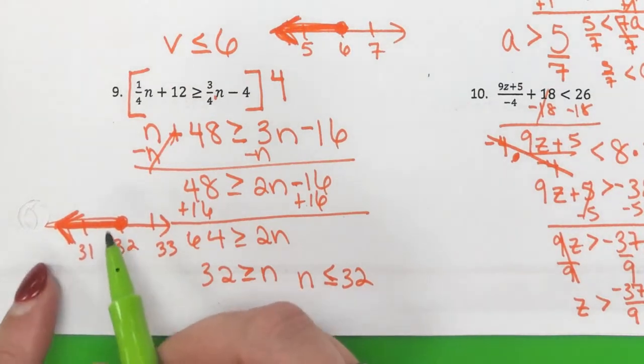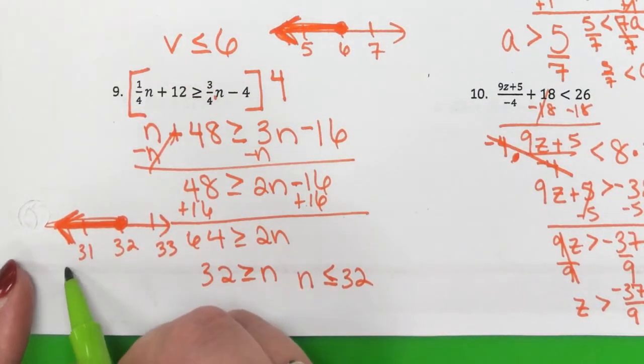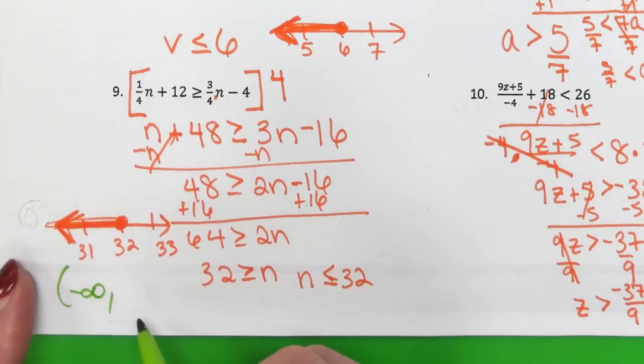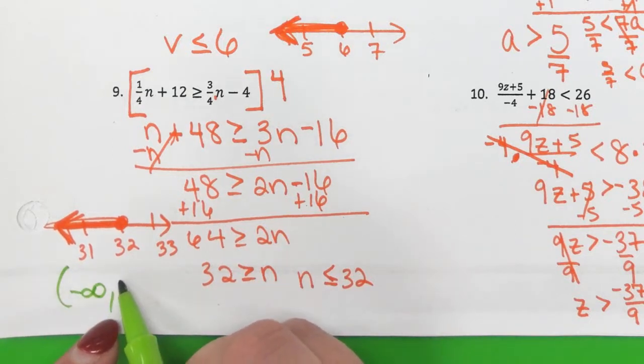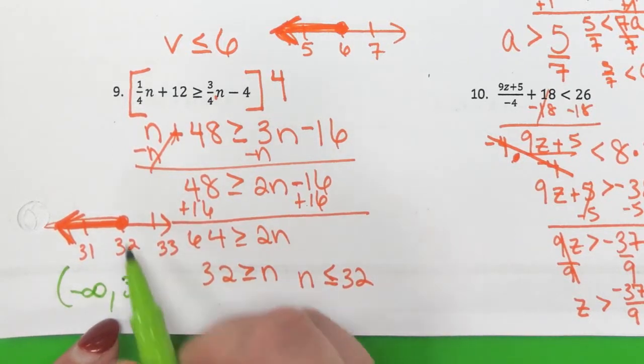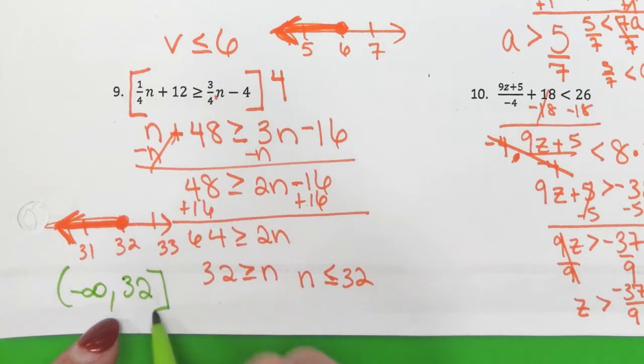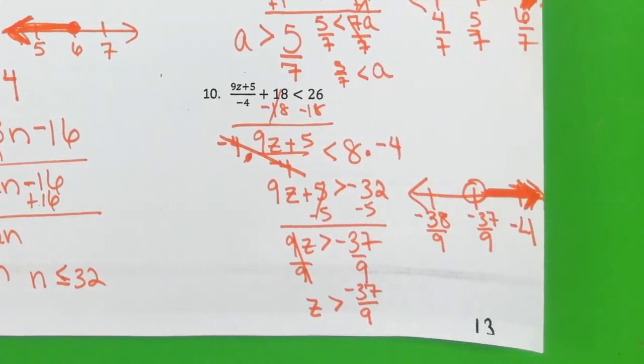All right, and then number 9. Where's this one going to the left? Negative infinity. Infinities always get a parentheses. And where does it go to the right? 32. There you go. And because it has a closed circle, it gets a closed bracket. All right, last one, number 10.